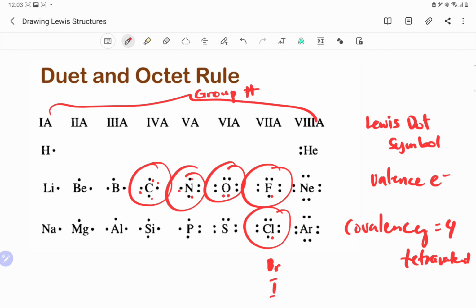Okay, si nitrogen kailangan niya ng tatlo, that is why it can have 3 bonds. Si oxygen, kailangan niya ng dalawa, that is why it can have single bond, but in some cases it could also have 2 bonds. Okay, halogens naman, they can have single bonds.